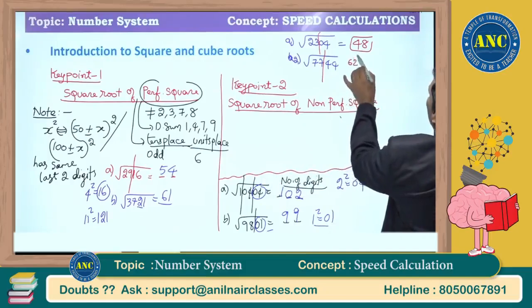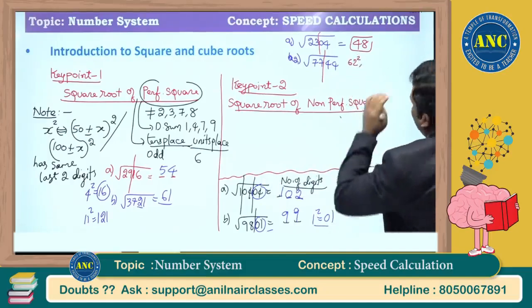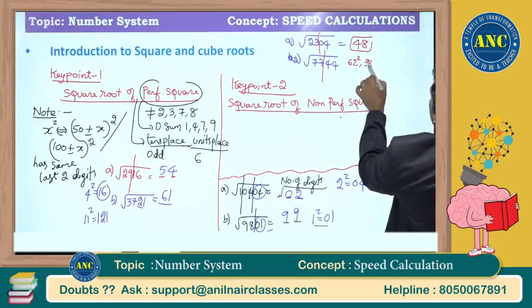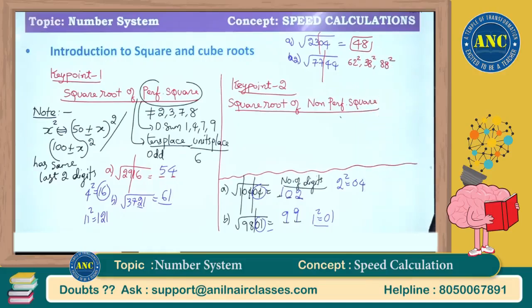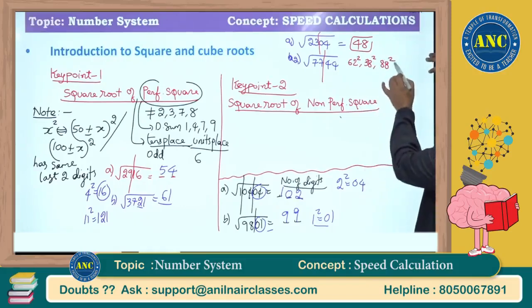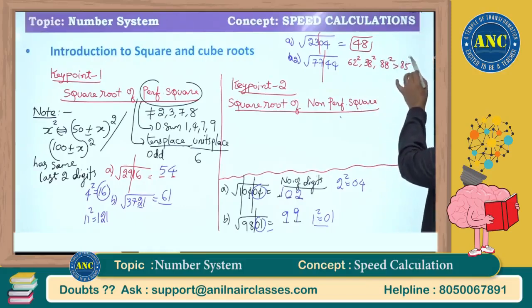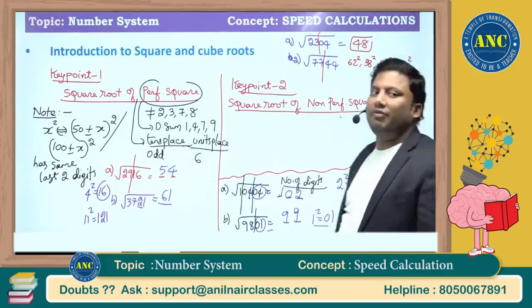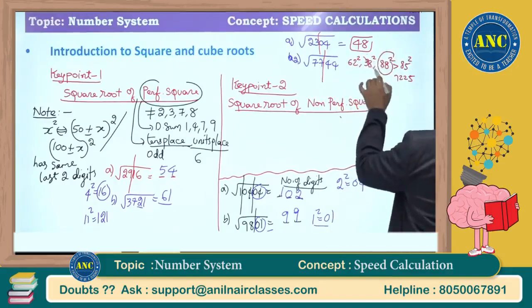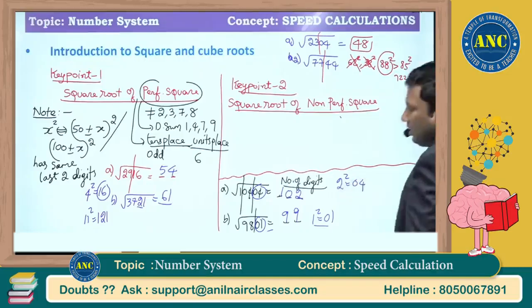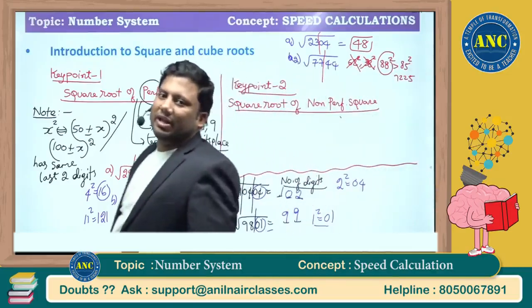62 square. One logic. Next one, 50 minus 12, 38 square. 100 minus 12, it is 88 square. Just by looking at the question, I can say that 88 square is greater than 85 square. 85 square is 7225. 7744 is greater than 7225. So the answer is 88. These both cannot be the answer.